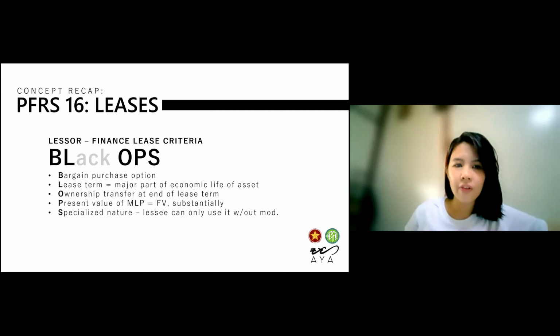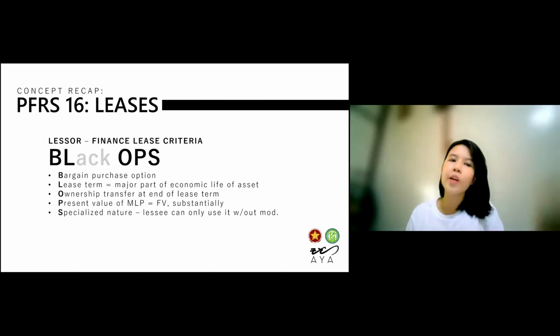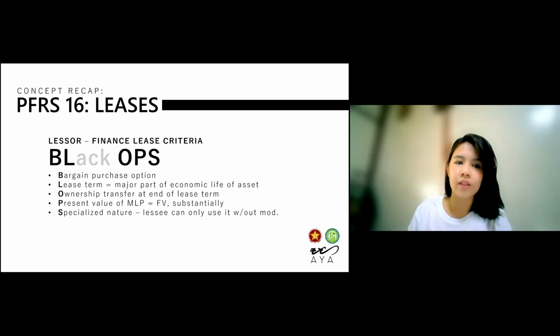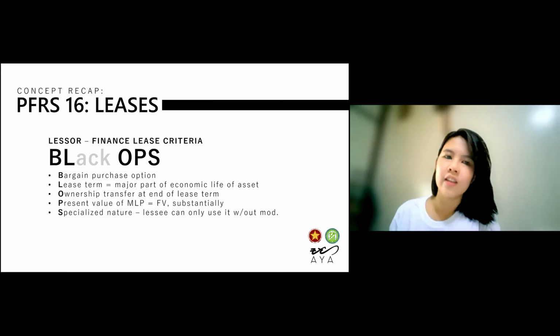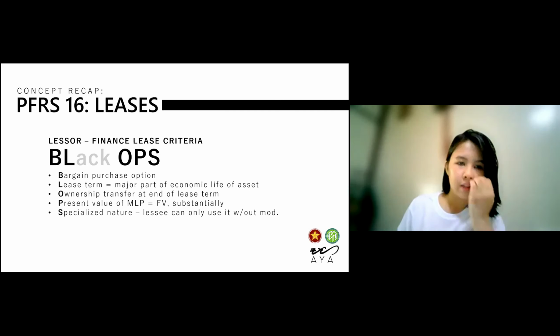So if the fair value, merong option sila, sinabilhin yung right of use asset, and then the amount is lower than the fair value of the right of use asset, and then there is an intent to avail of this bargain purchase option. Di ba? So let me check a bit. So ayun, the exact term in the standard is there is reasonable certainty, di ba? That the lessee will avail of this bargain purchase option.